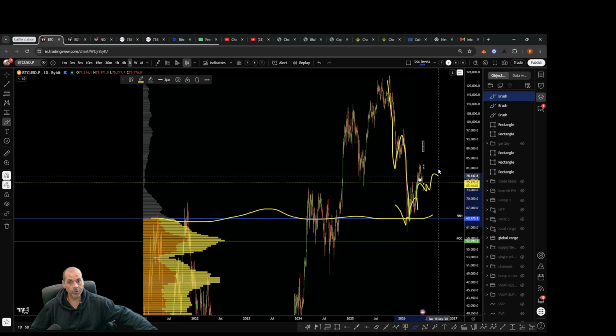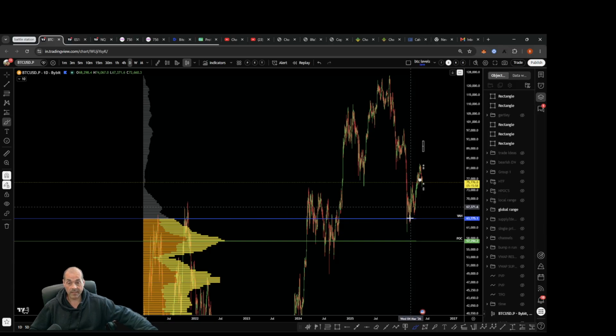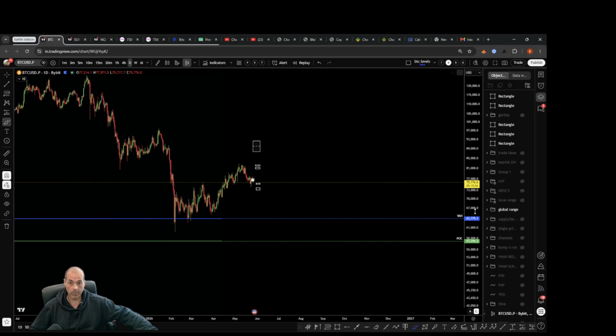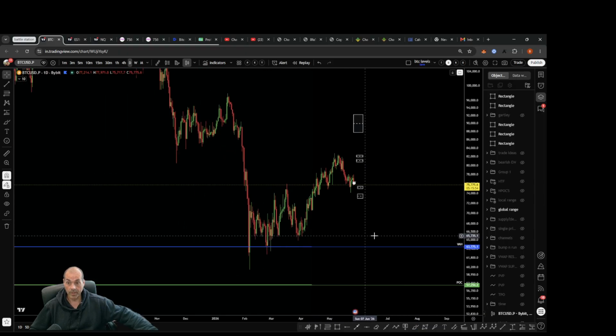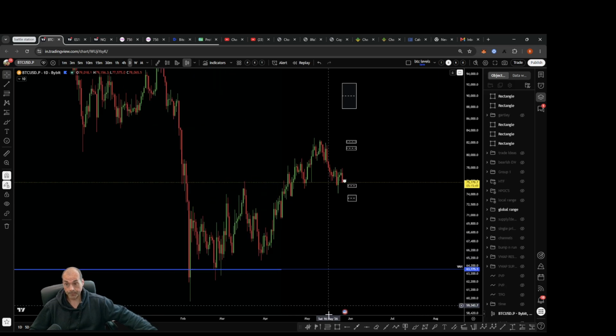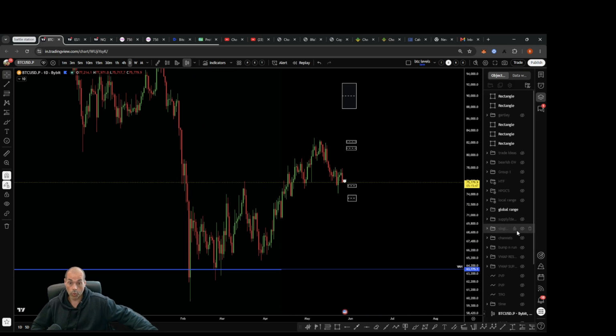Since then, it's been a weird grind up. It hasn't really been super clean. But a lot of times those moves that keep you guessing are the moves that really end up being profitable. So this little pullback here is fine. For me, where is critical support?